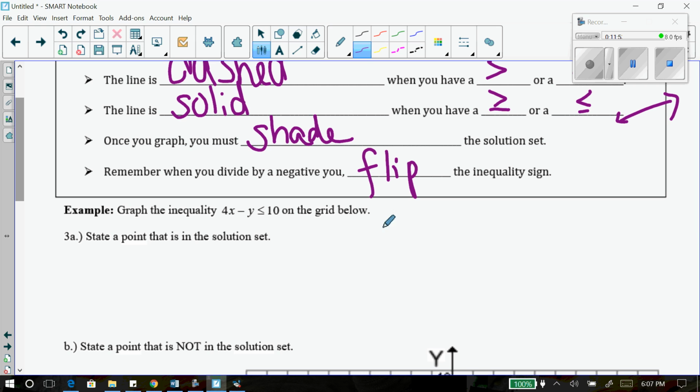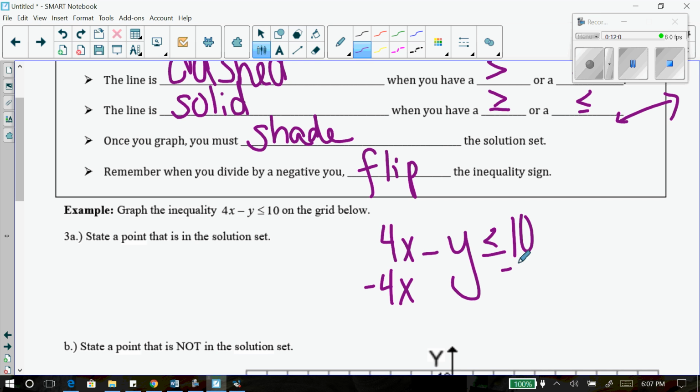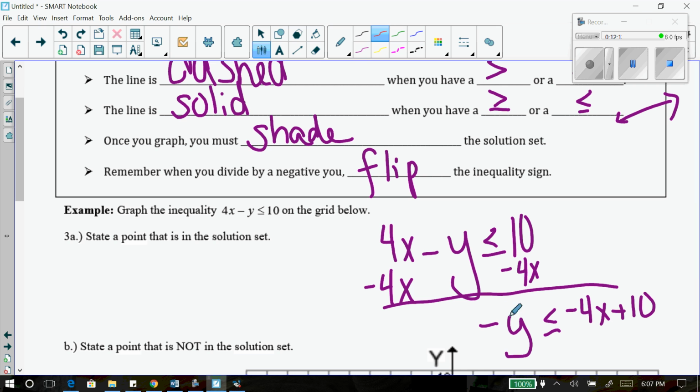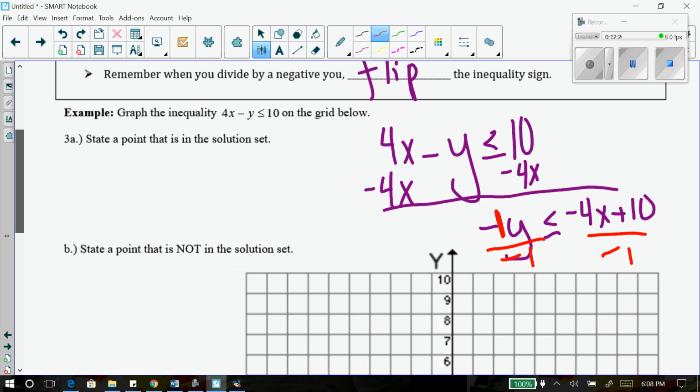All right, so we got to get y by itself. Same old story as with an equation. So instead of positive 4x, we subtract 4x from both sides. We get negative y is less than or equal to negative 4x plus 10. Now there's a 1 there you don't see. So divide by -1, divide by -1. And we get y is greater than or equal to, we divided by a negative, so you flip your inequality sign, negative 4x plus 10 over -1.